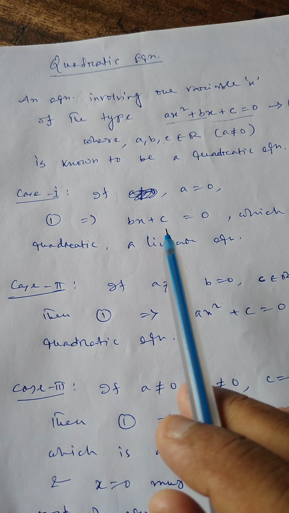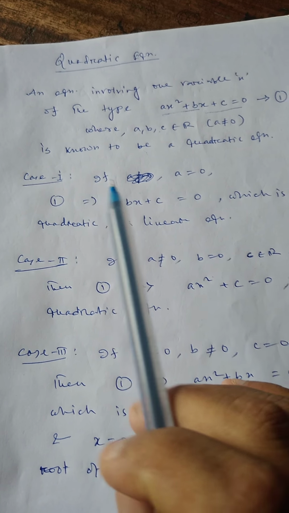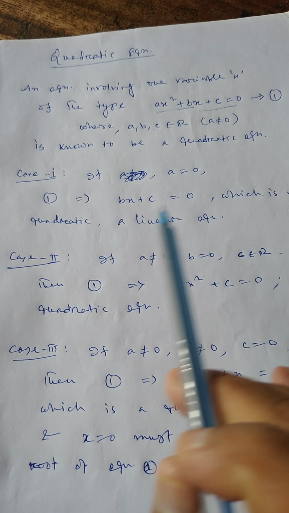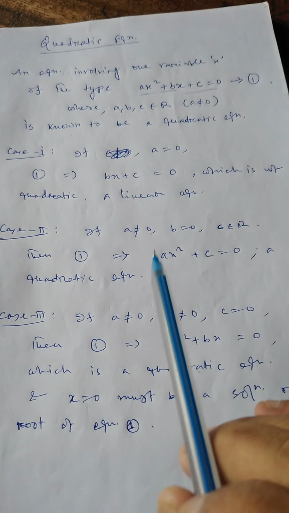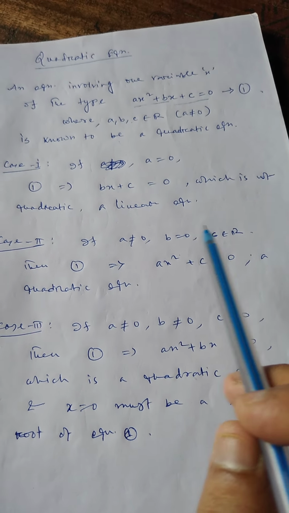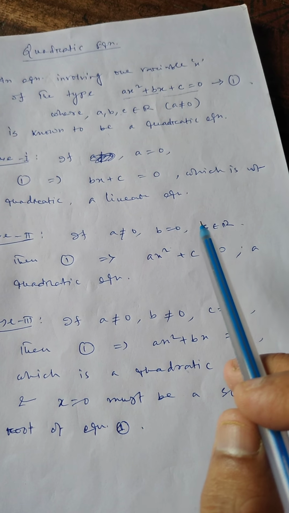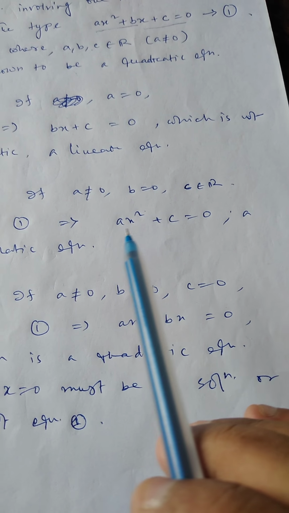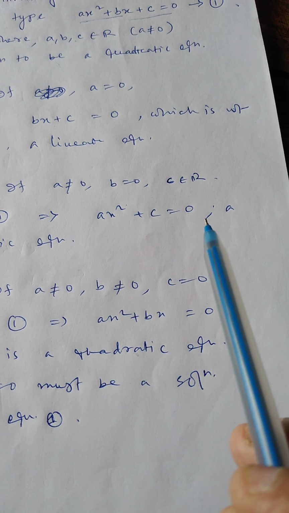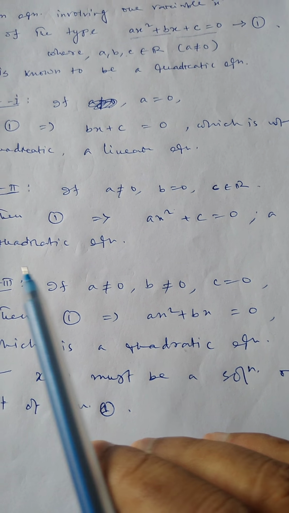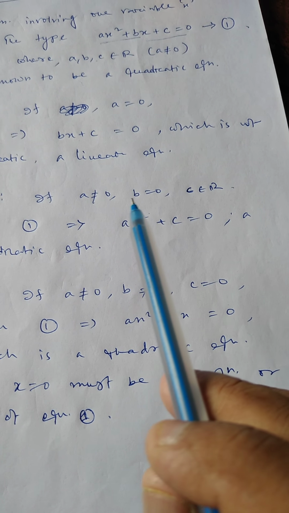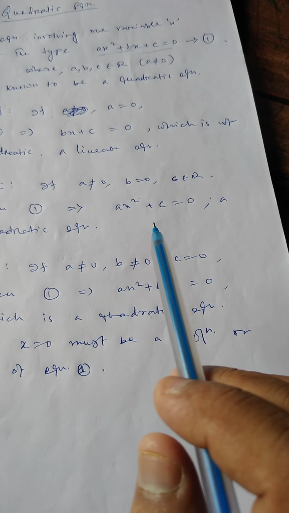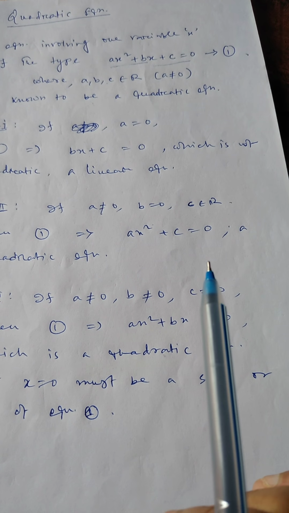So case 1 actually represents the linearity, and case 2, if a is non-vanishing but b is equal to 0 and c is any real number, it may be 0 or may not be 0, then equation 1 reduces to ax square plus c equal to 0, and which is a quadratic equation because the highest power of x is 2. This is a quadratic equation, and this equation will have two roots or two solutions.